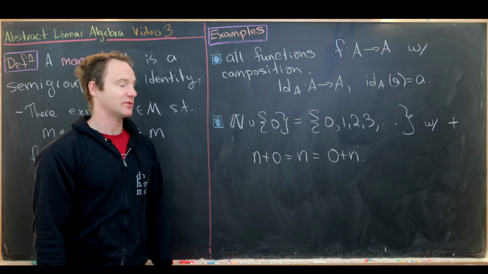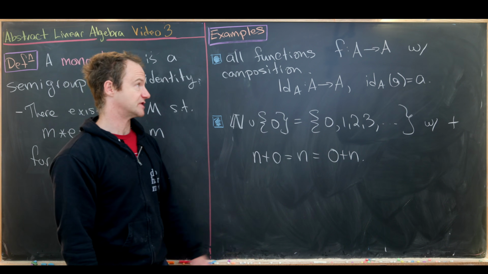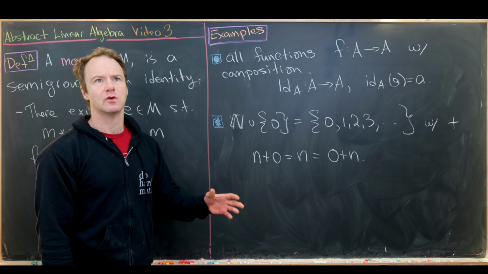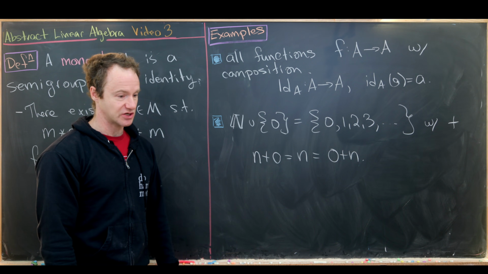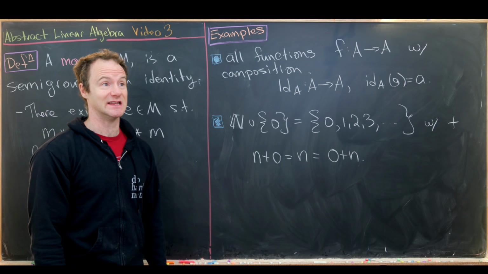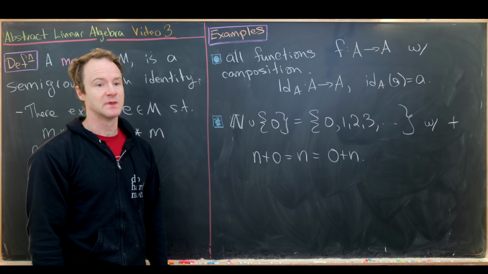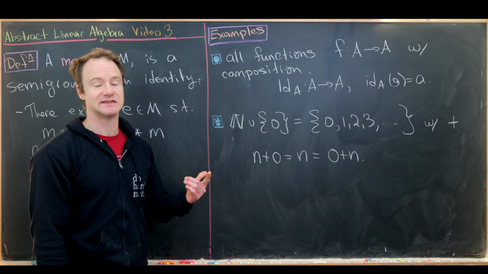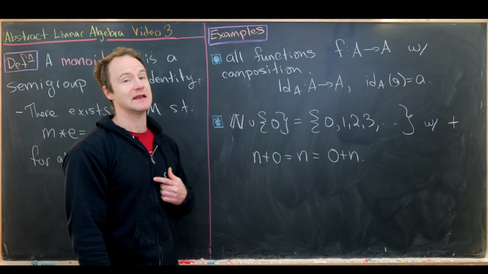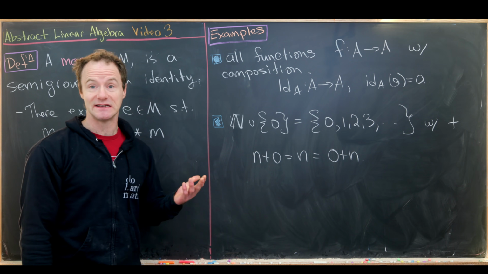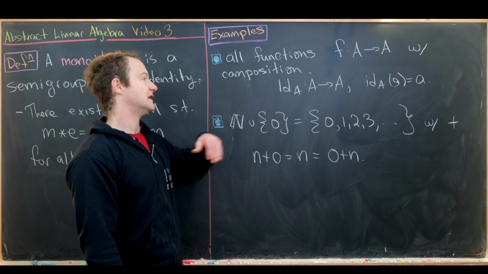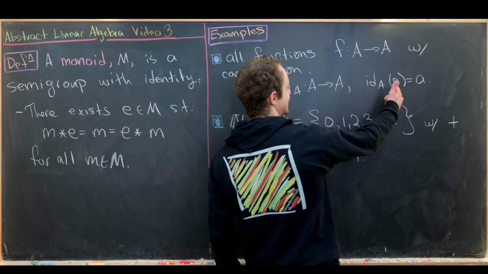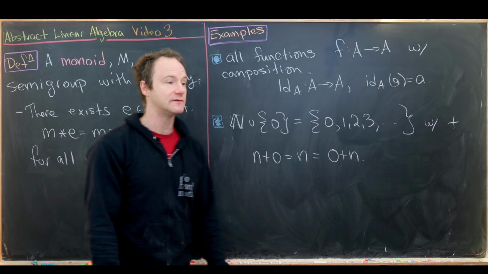My first example is the set of all functions from A to A, where A is any set. Earlier we saw that composition of functions like this was indeed associative. So we have an operation, composition, it's associative, so that makes it a semigroup. And it also has an identity, that makes it a monoid. The identity is just the identity function, the function that takes every little a to itself.